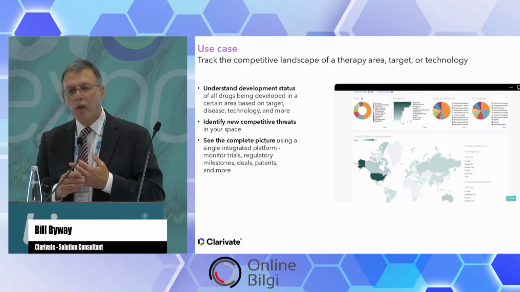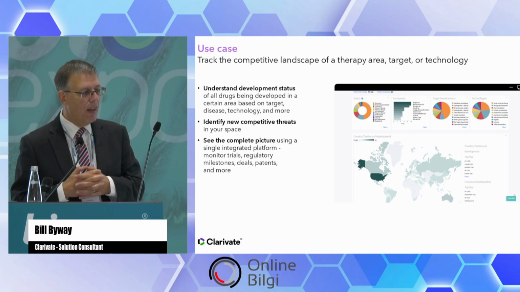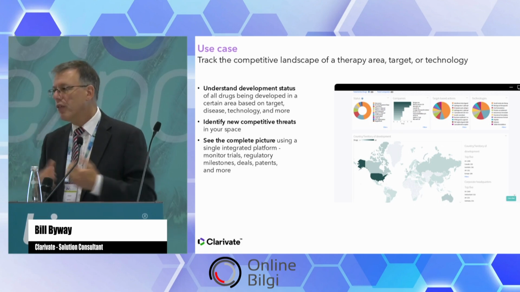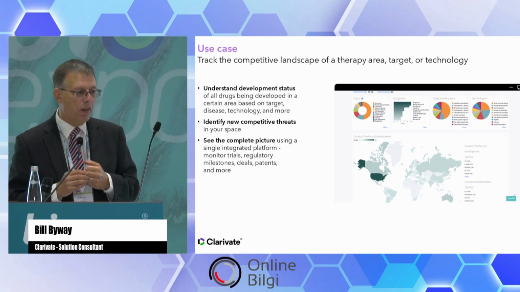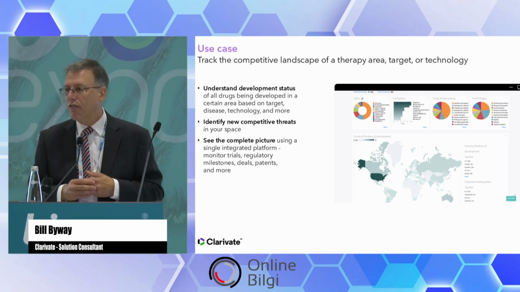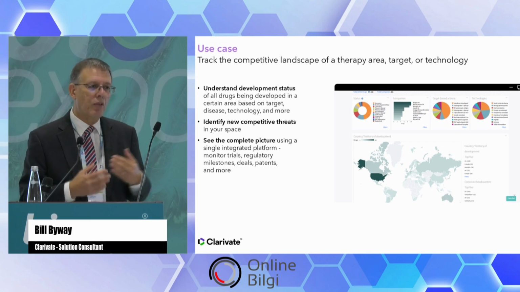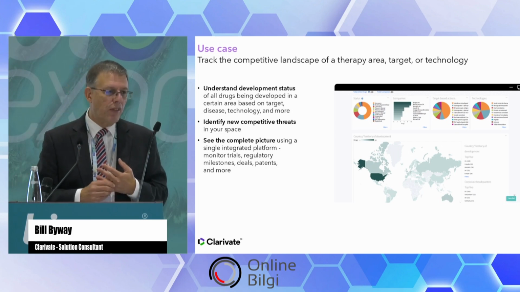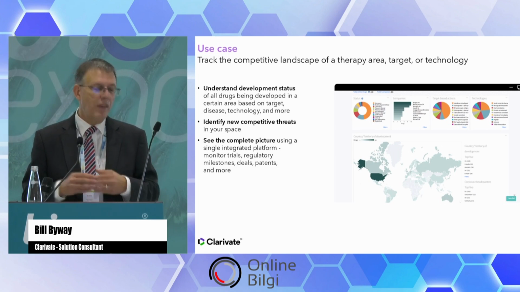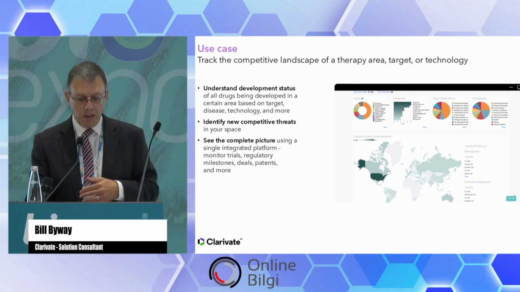So some examples of what you might then do with Cortellis Competitive Intelligence. Understand what drugs are at what stage of development in the R&D pipeline, depending on what area you're interested in, what therapy area, what indication, what technology area. And that can help you to understand maybe new competitors that are coming into your space that you didn't know about. Basically get that full picture of what is happening in the drug R&D pipeline.